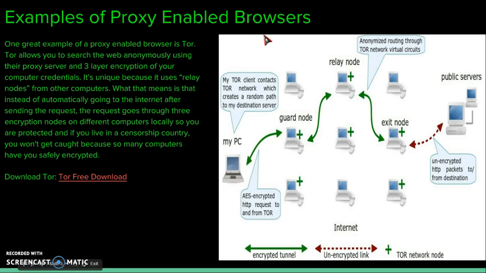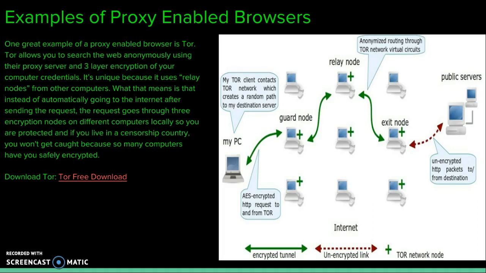So, before the request can get back to you, you are encrypted with 3 layers of encryption. First, the guard node, which adds a layer of the encryption, the relay node, which sends the requests, and the exit node, which ultimately sends the final encrypted secure request to the public servers. It decrypts the link to the public servers, allowing the public servers to read it.